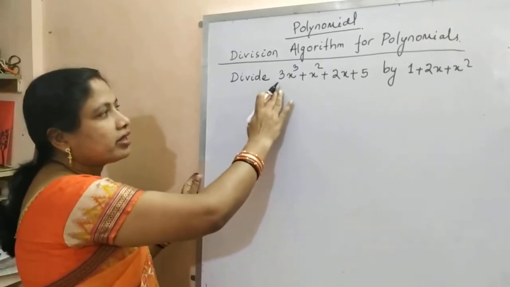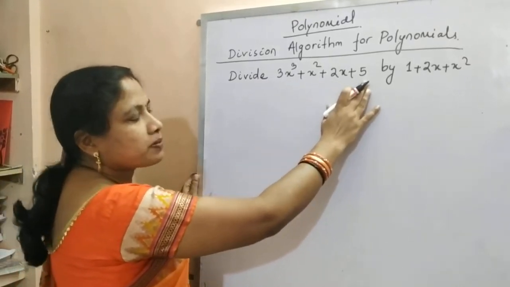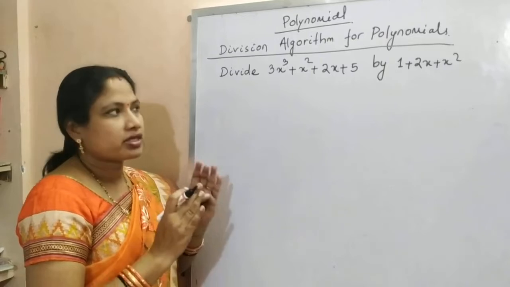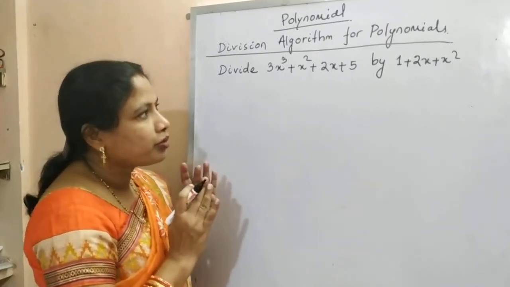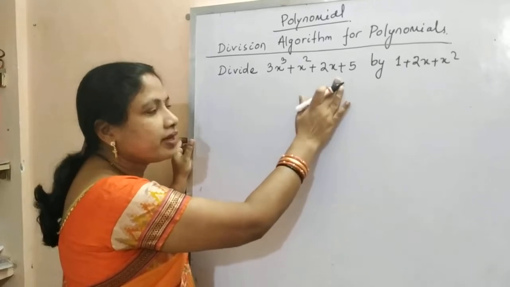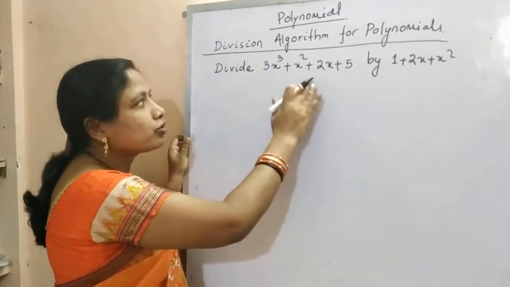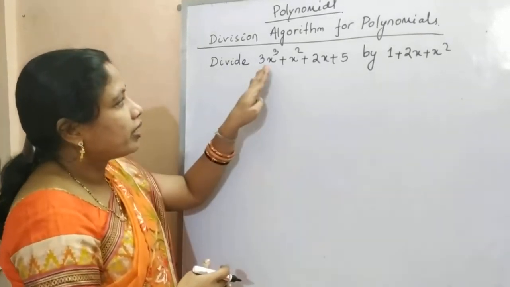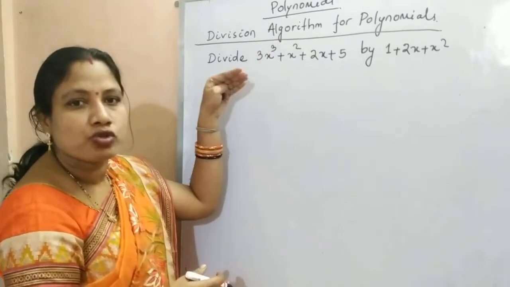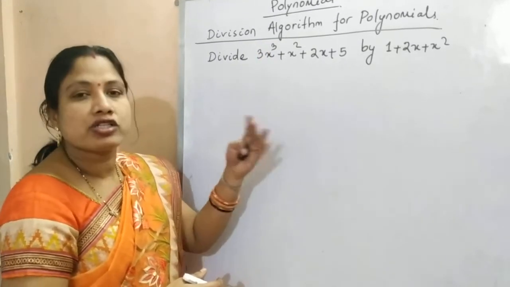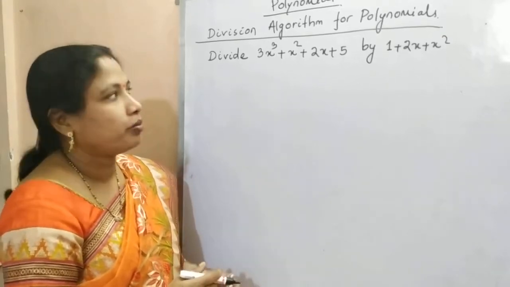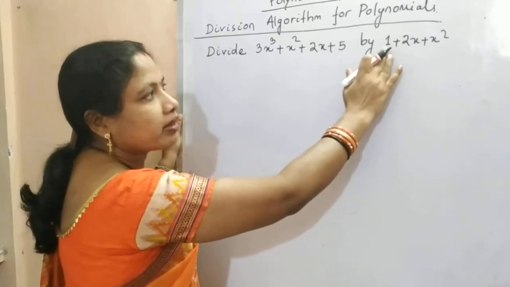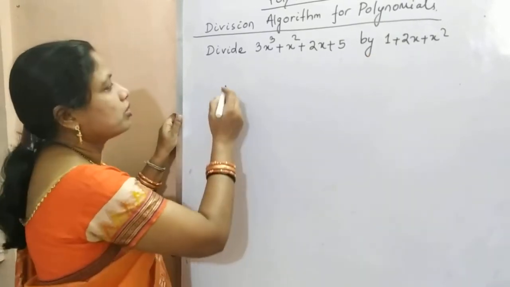Next example, divide 3x cube plus x square plus 2x plus 5 by 1 plus 2x plus x square. So before starting the division, first we have to remember we have to arrange the dividend and divisor according to the decreasing order of the degree of the variable. That is known as the standard form of representing a polynomial. So here the dividend is in the standard form. So we have to make this divisor into standard form.